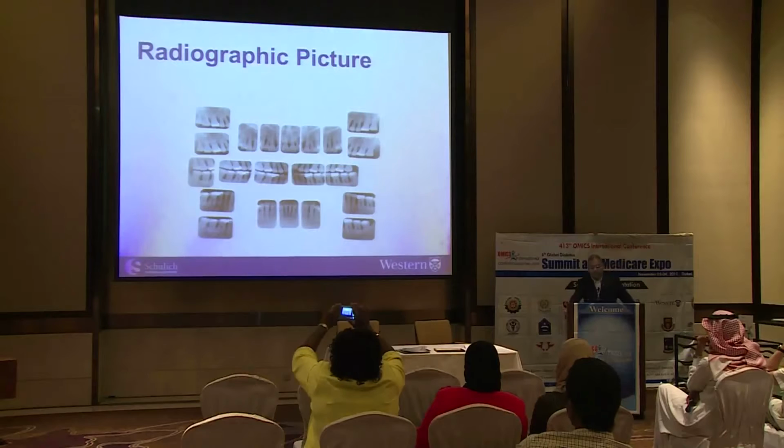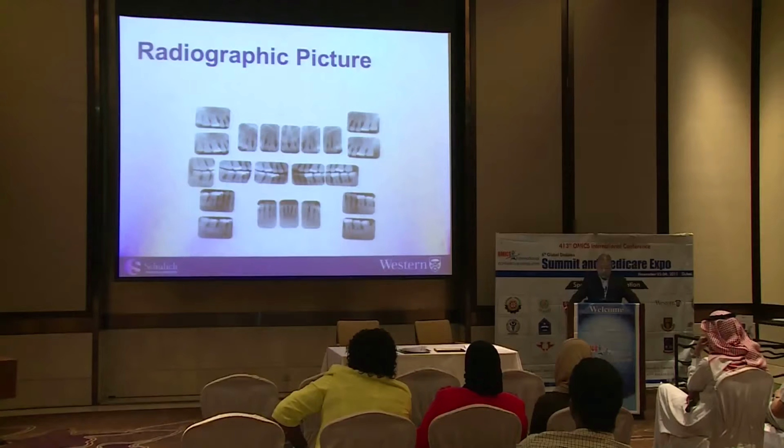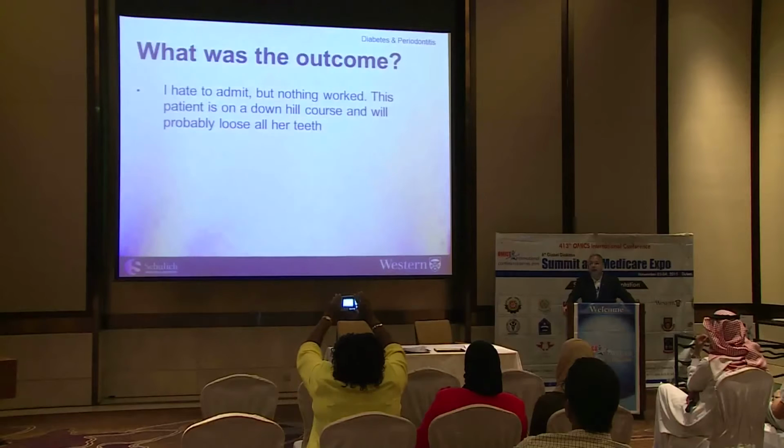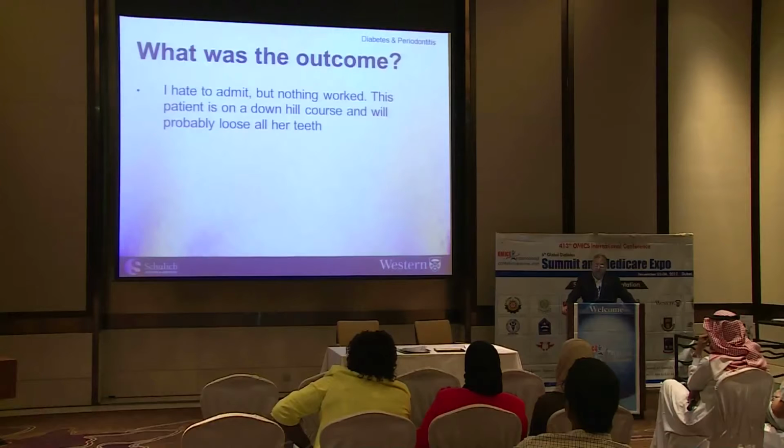And we tried everything. We did initial treatment, antibiotics, but felt that bone loss is so advanced that surgical intervention will not help. I hate to admit that we tried everything, but she was on a downhill course, and because of uncontrolled A1C level, she was going to probably lose all her teeth and already probably have lost her teeth.